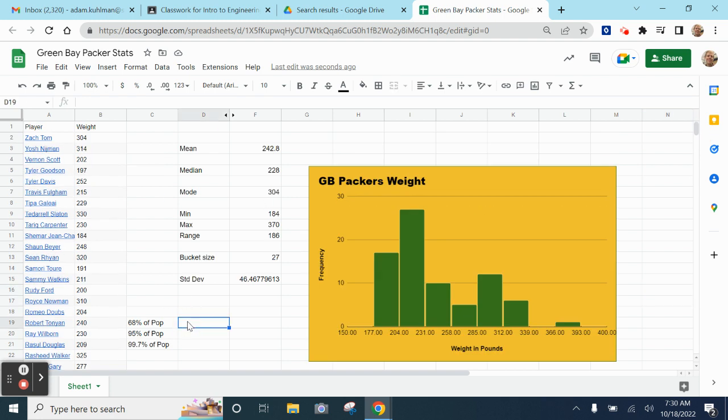All right, so then we're going to write our formulas just like we did in class last week. We're going to go equals. We'll take the mean. We're going to subtract from that one standard deviation. There would be the minimum that 68% of my population would fall into. And then the max is going to be equals the mean.